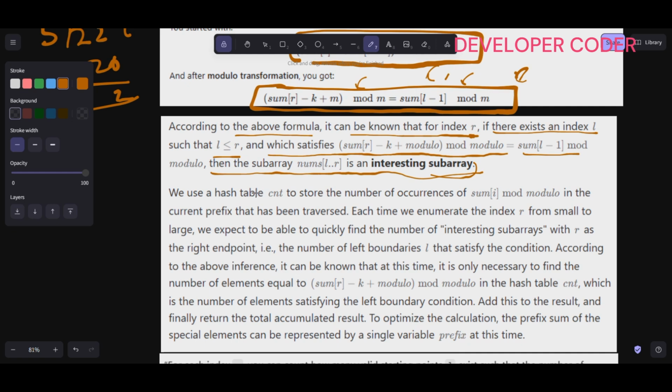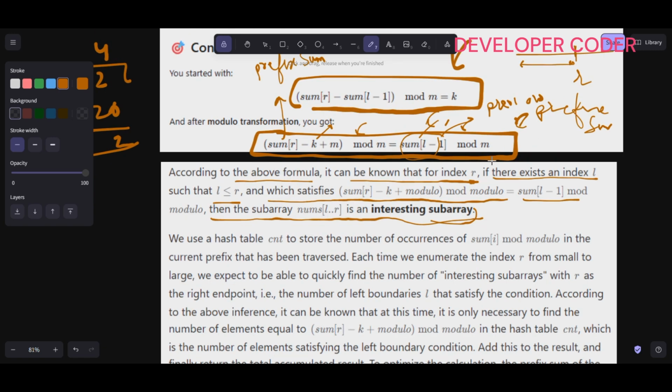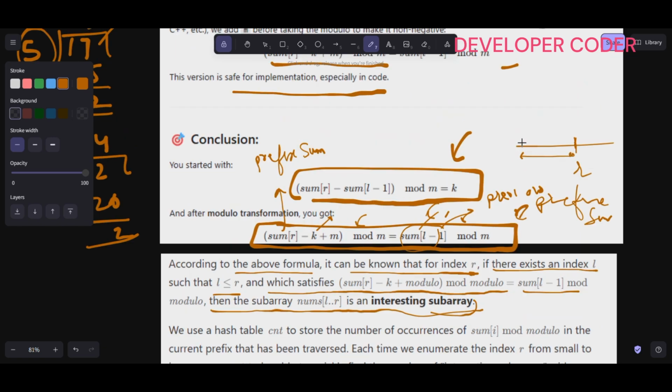Now what does this mean? I can write this as prefix sum: the prefix sum at my current index R. Let's suppose I am here at R; until R, that is the prefix sum. And L minus 1 simply means the previous prefix sum, until here. This is the right side boundary and this is the left side boundary, you can say. L is nothing but the left side boundary, right? So until here is where we start.